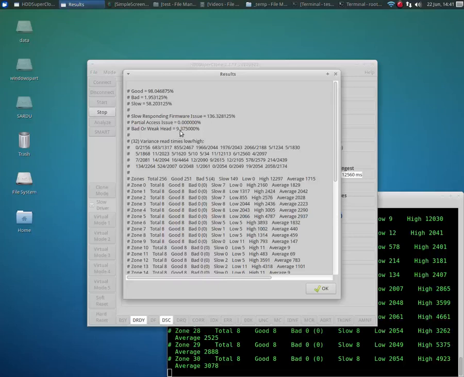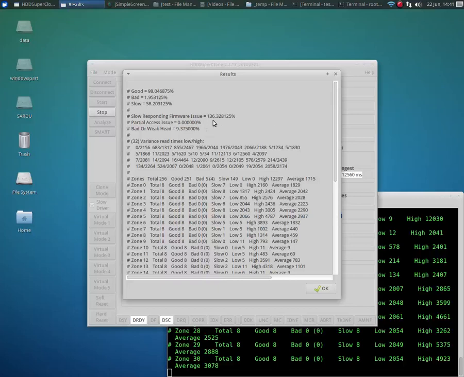Battery weak head at 9%. This drive actually does suffer from the Western Digital slow responding issue. It's very difficult to tell the difference between this and a battery weak head, so it's not an exact science. This is all based on numbers. That's why the percentages are kind of crazy.